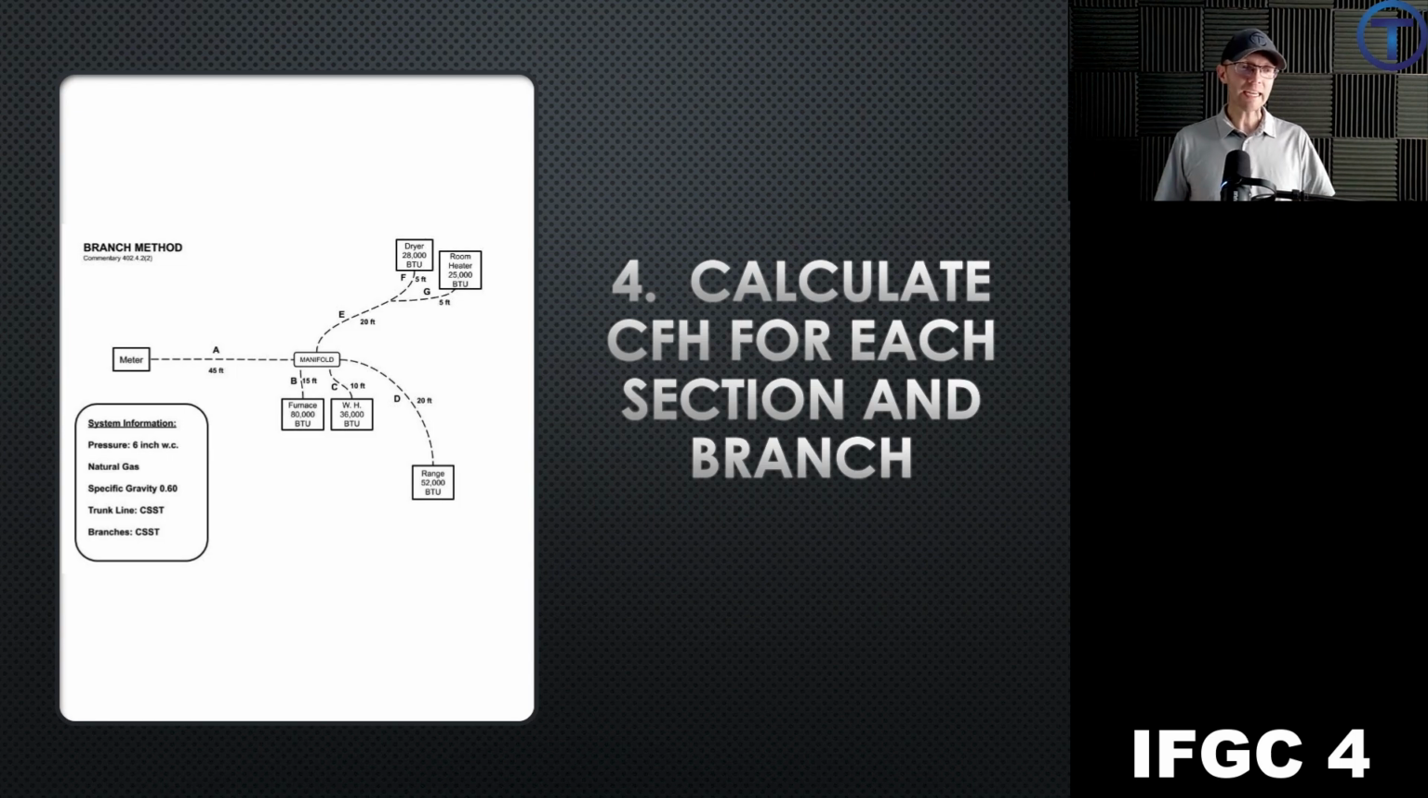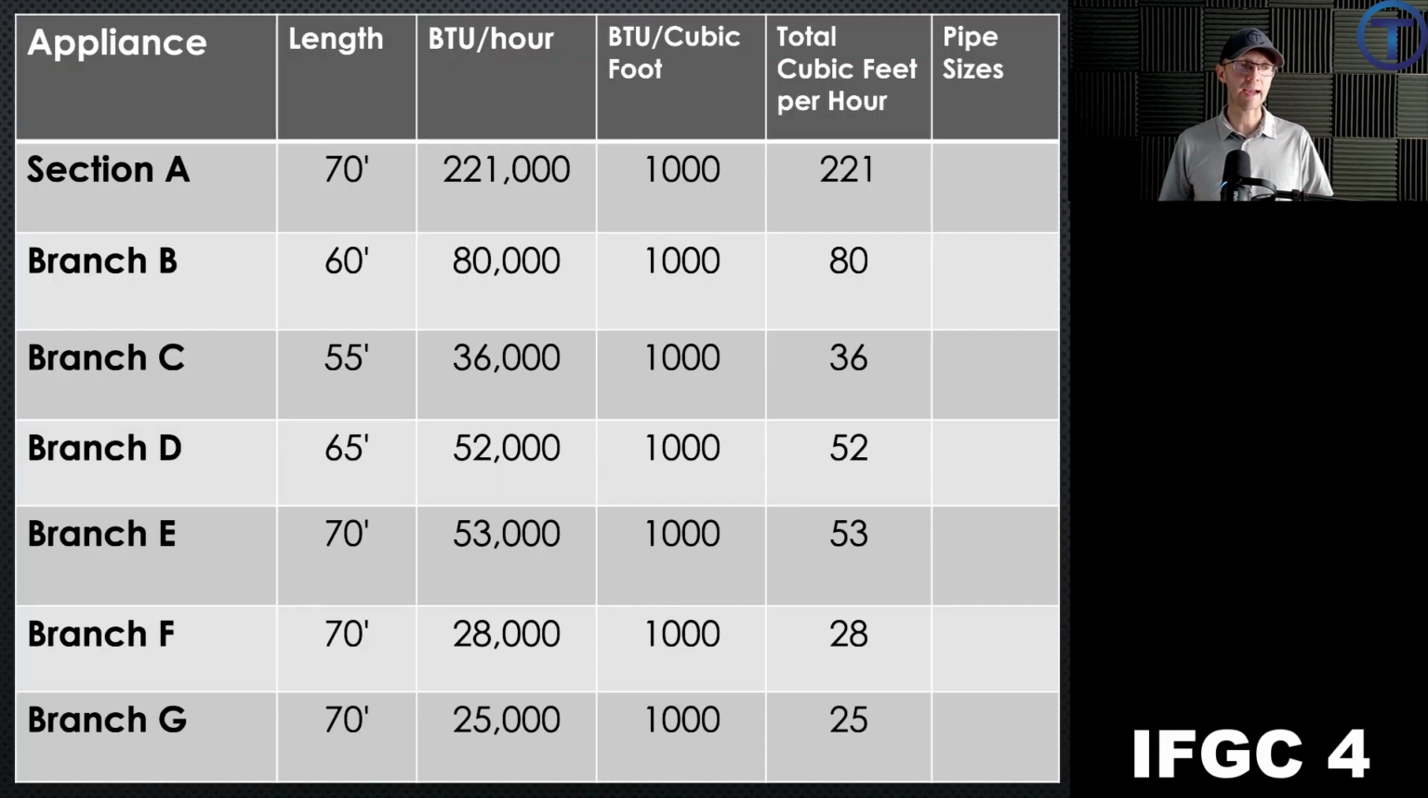We are now ready to calculate the cubic feet per hour for each section and branch. We've got them all listed out on the table. Notice this time we have variable lengths, but we've got our BTU per hours listed. The total for the whole system is 221,000 BTUs. That's being carried by that main line headed towards the manifold. We divide that by our BTU per cubic foot.